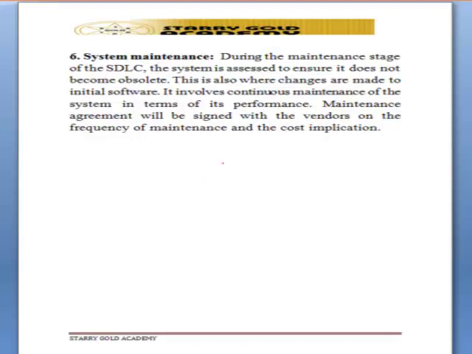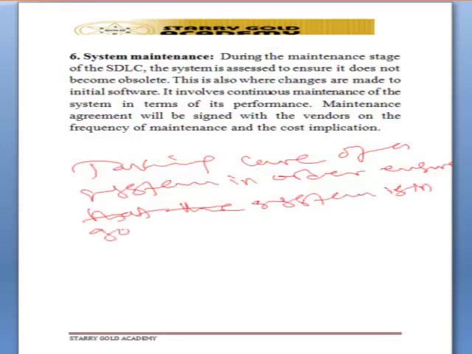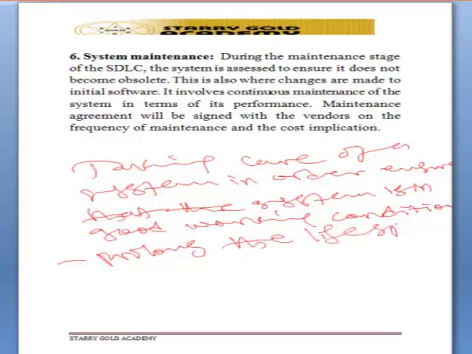But normally, maintenance has to do with taking care of a system in order to ensure that the system is in good working condition. So it means we have to carry out that maintenance. And we have so many reasons whereby we need to carry out maintenance: to prolong the lifespan of the system.